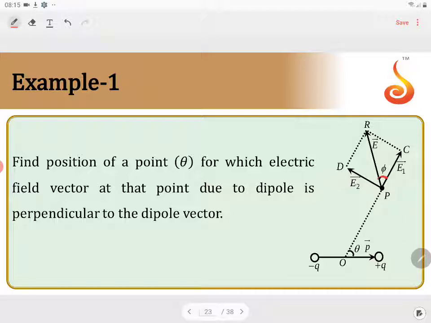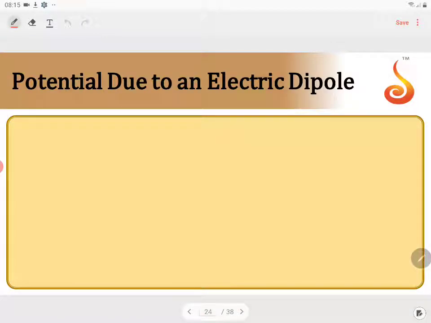So you can take alpha or phi. So it makes an angle phi with the radius vector. So now this phi plus theta together should be 90. That's what they're asking. Phi plus theta together should be 90.